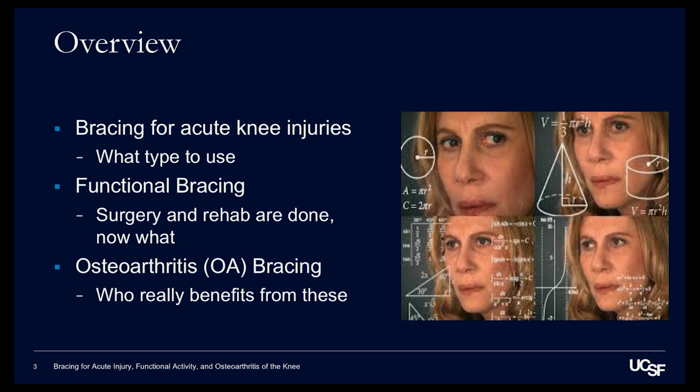So we're going to talk about what types of braces we use after that. We'll talk about functional bracing. So this is post-acute, and this is when our patients are now returning to their activities that likely caused this injury. And so we'll talk about the functional bracing we fit them in then. And then we'll go on to osteoarthritis. This is one of the biggest things that we see consistently. It's a huge thing that happens throughout all different types of people, whether you're super active or not. So that's a category that has a lot of growth and is continuing to grow right now.